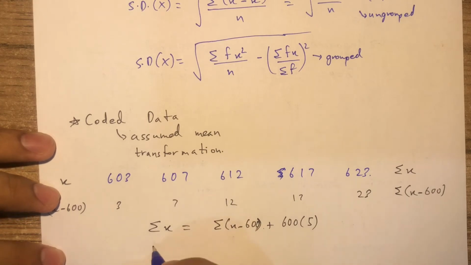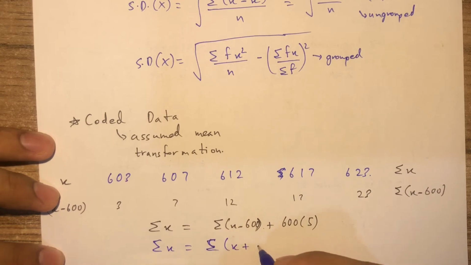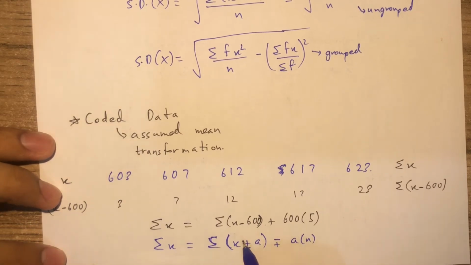Now if I make this more general, so it will be sigma x equals sigma x plus a. Let's write it like this, plus minus a. Then it will be minus plus, this is a times n. Here n is the total number of terms, right? So if we have x plus a, then we'll have to minus the value of a n times, and if we have x minus a, then we have to plus the value of a n times.